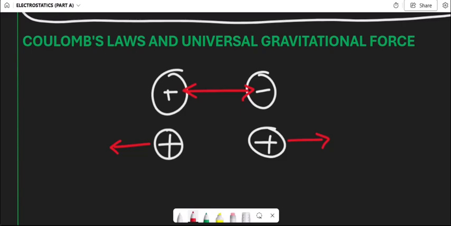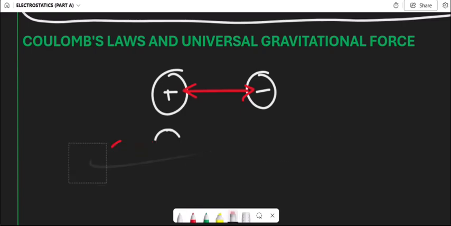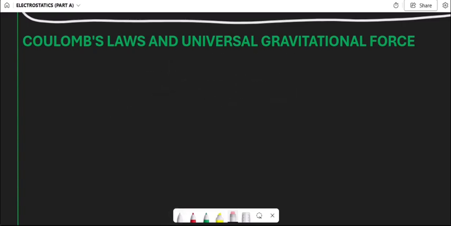And in physics, we also have other two bodies, and one of them is called the universal gravitational force. So we're going to start with Coulomb's law and the universal gravitational force. Now, quick one, starting with Coulomb's law.